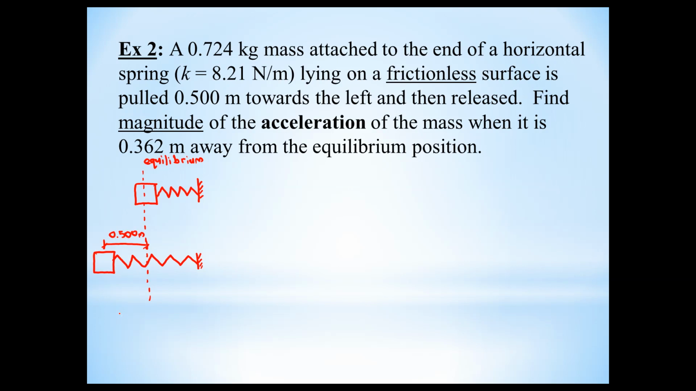And then we want the acceleration at an in-between state. So the in-between state would be something like this. So again, I'll draw my wall here. And then my spring looks kind of wonky, but that's okay. Okay, and this distance would then be 0.362 meters. Okay, so we want to get acceleration.